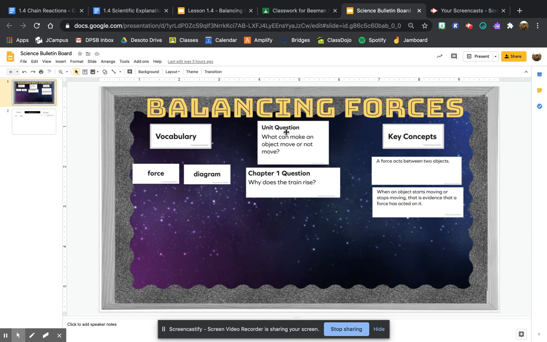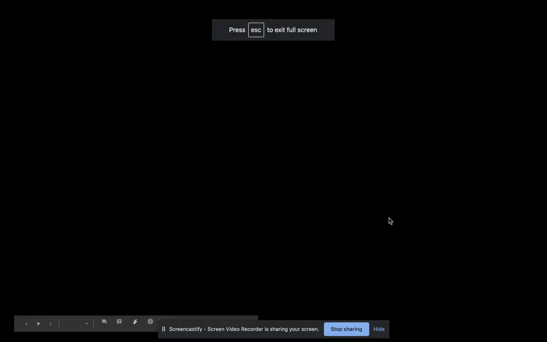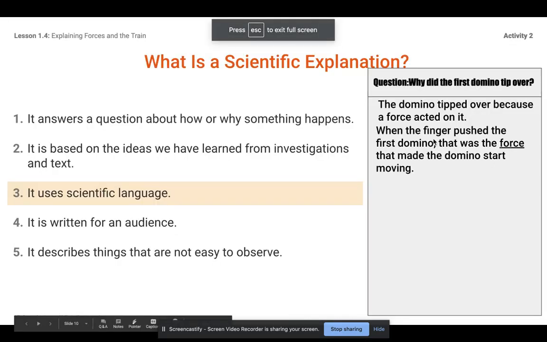Our unit question, what can make an object move or not move. Our chapter question, which is what we're going to answer today, why does the train rise? And our few key concepts that we've already learned. We know that a force acts between two objects. When an object starts moving or stops moving, that is evidence that a force has acted on it. So going back, we have already used our scientific language, which is force.